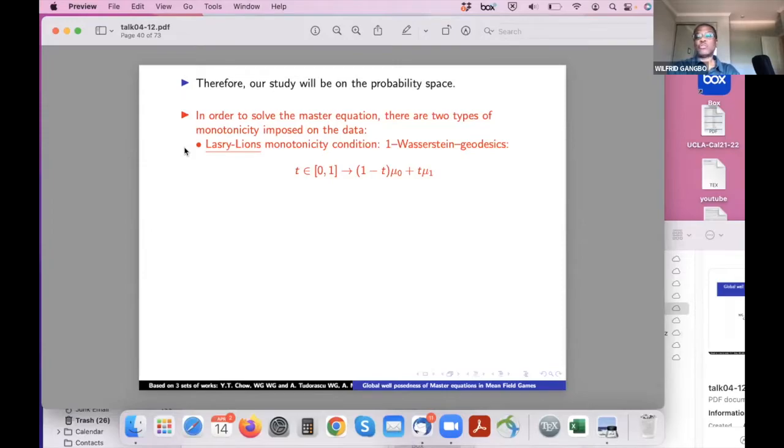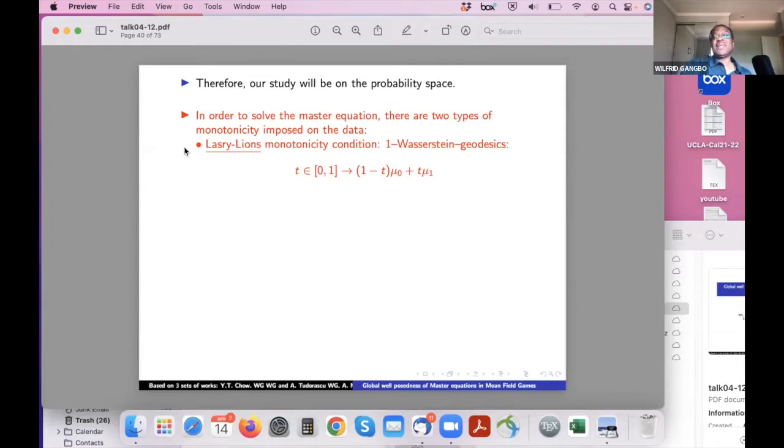There are so far two types of monotonicity condition I am aware of. The first one is due to Lasry and Lions. If you are familiar with the Wasserstein 1 metric, this is the Wasserstein metric where the cost for transporting a unit mass from X to Y is the distance from X to Y. The Wasserstein 1 metric has many geodesics, infinitely many geodesics.